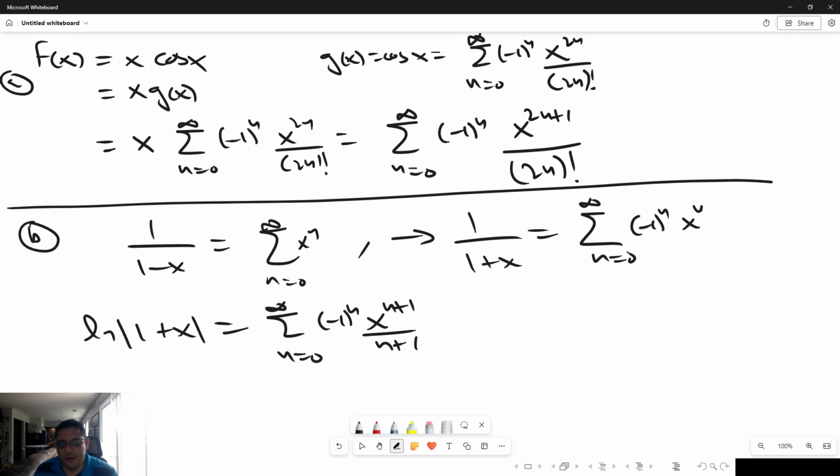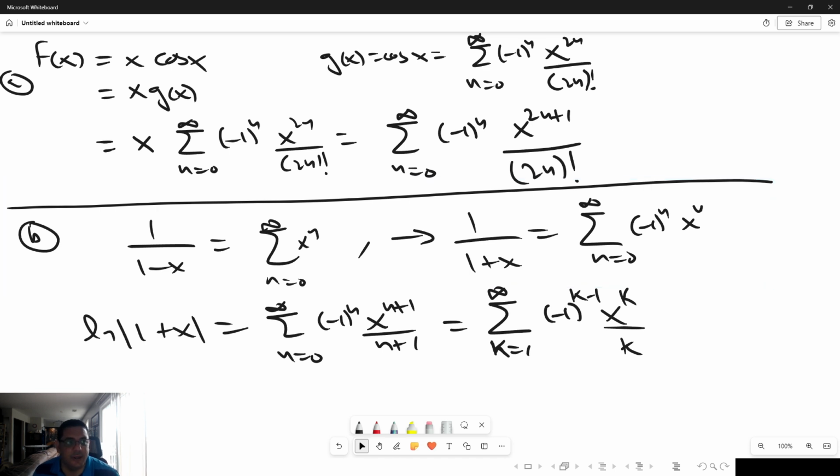And now you can even rearrange this if you want to make it start from n equals 1. For example, you can just change the index here and make it minus 1 to the k minus 1, and now this is x to the k over k. You can even manipulate the index if you want to, but notice that these two things are the same.